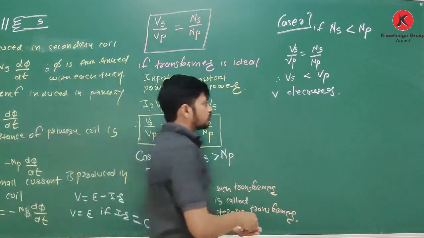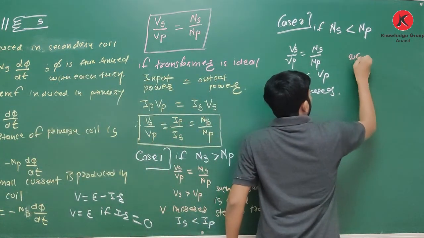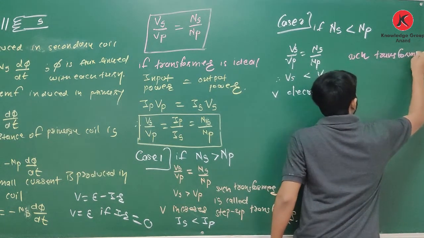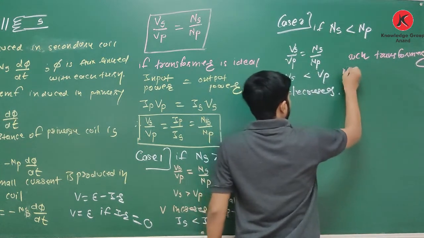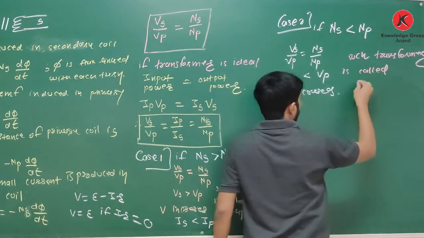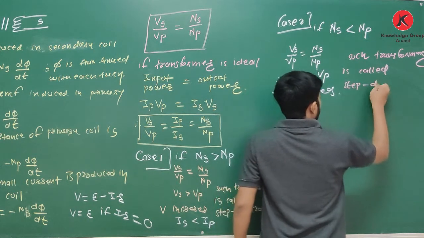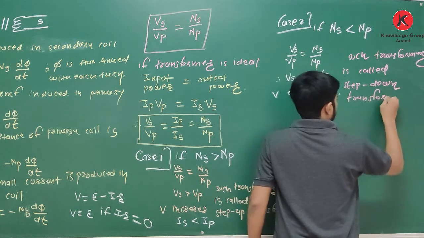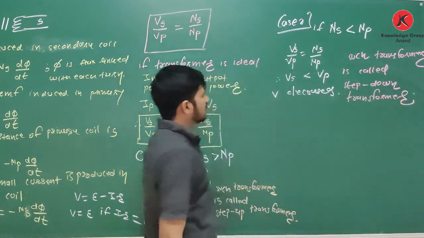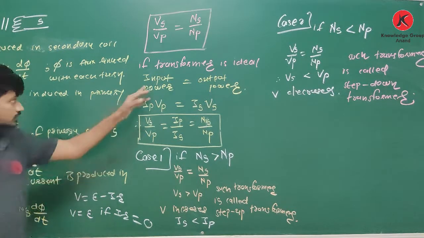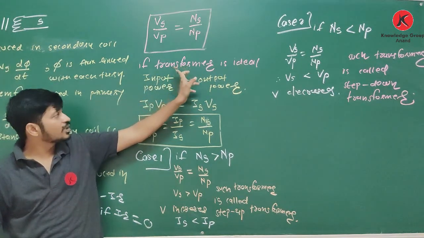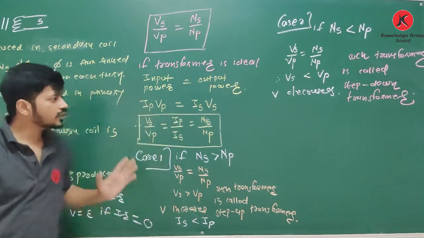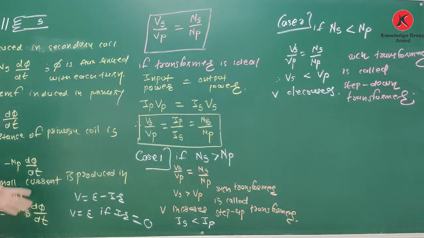So here the voltage decreases, and such a transformer in which voltage decreases is called a step-down transformer. Clear about this? But this is for an ideal transformer. Ideal transformer means no power loss. Clear about this? So transformer is one whole theory.